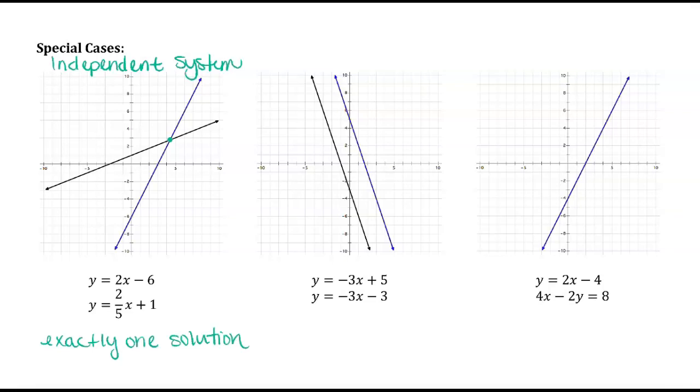Looking at this second graph with these 2 lines, they will never intersect. They are parallel. That means that there is no point where these 2 lines will ever agree. This is called an inconsistent system. Inconsistent systems have no solutions because these 2 linear equations will never agree.